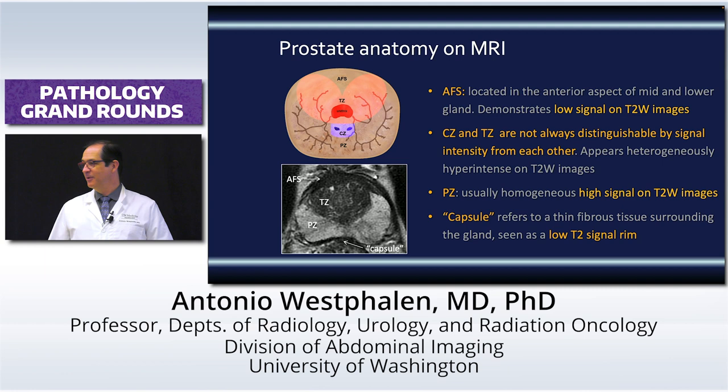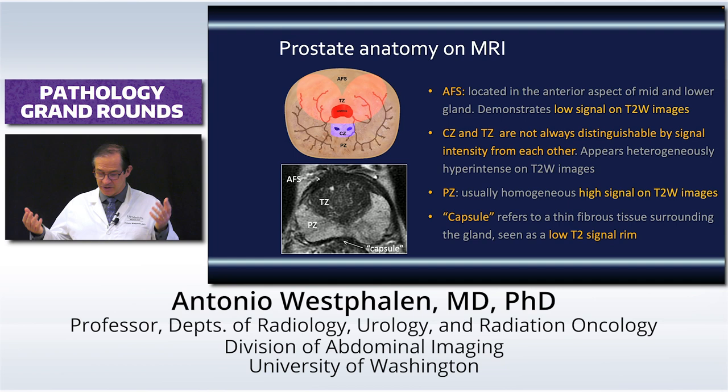All right, anatomy, very, very briefly, because you are the experts on anatomy and not me. But I do want to highlight that we can actually see many of the things that you guys see, even though we see it in a slightly different way. So now we can see the anterior fibromuscular stroma, we have low T2 signal intensity. Transition zone and central zone are difficult to separate. I mentioned this before.